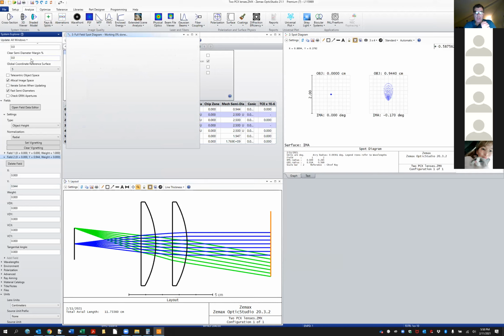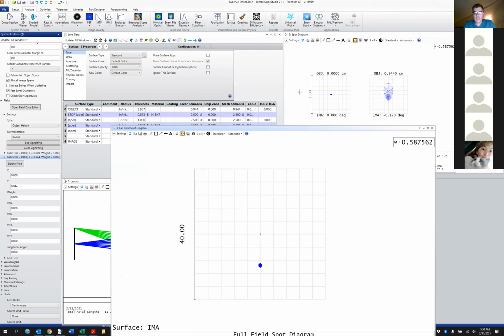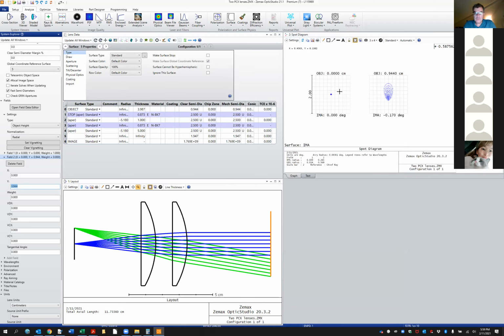Let's do a full field spot diagram. Here's what a full field spot diagram is. A full field spot diagram takes each of those spots. Right now, these two spots are shown isolated from each other, and it displays them together on the same scale. All right, here the units are degrees, and here it's saying -9 point something degrees. And now I feel better. Any questions?